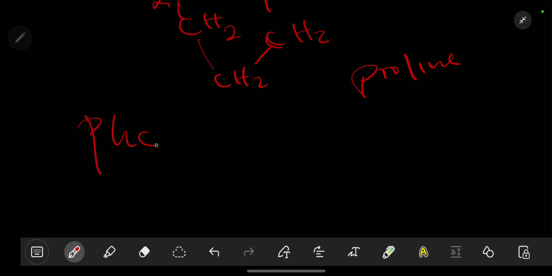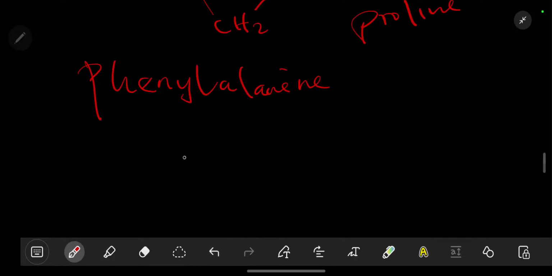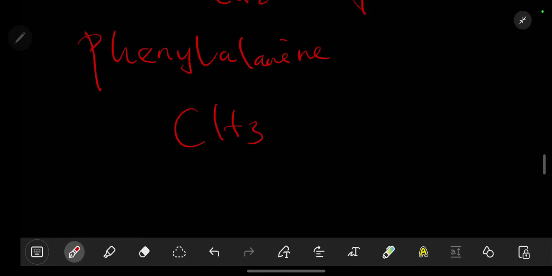Other structures that we have is phenylalanine. So remember, alanine is the one that has got the methyl, just the CH3 there. Now for phenylalanine, this is an aromatic amino acid, meaning to say it has got a benzene ring. So now we know that carbon, it is already bonded to one of the carbons there.